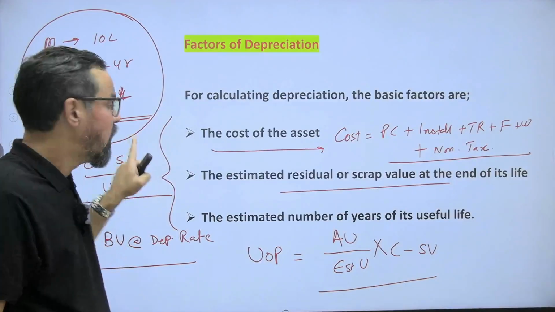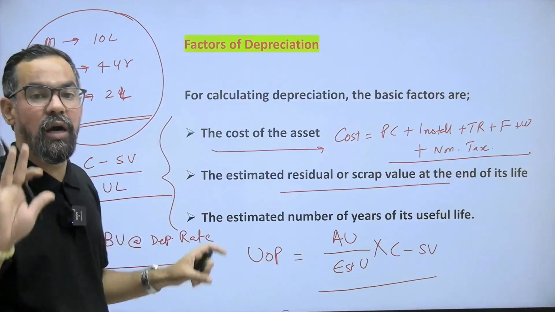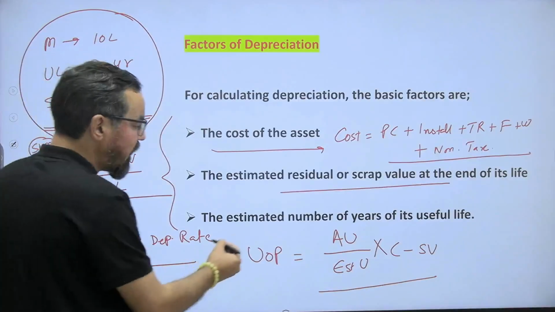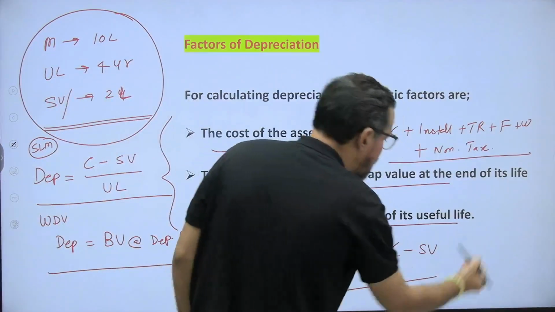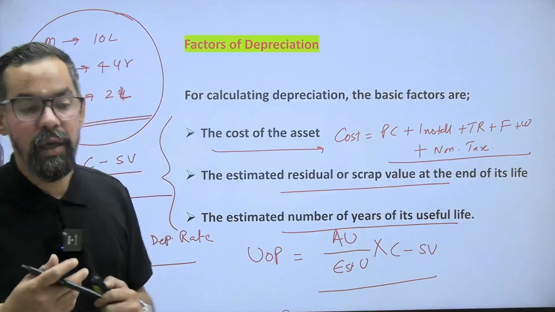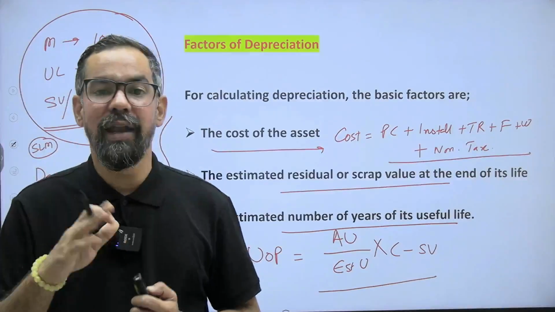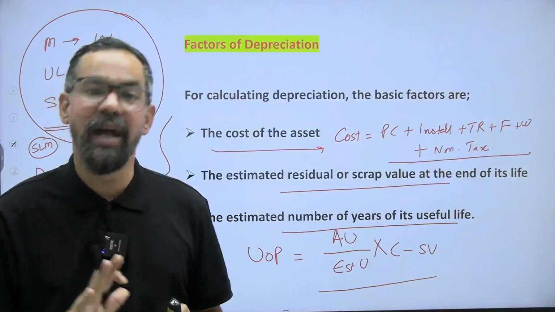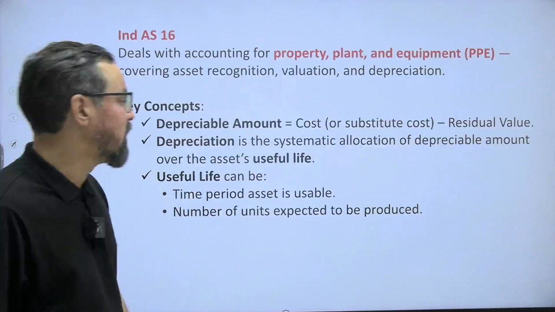That means actually you are paying 8 lakh for this particular one, correct? So the estimated number of years of its useful life, for how many years that asset will be part of your balance sheet on the asset side. So that is the one, right? So these are the requirements.